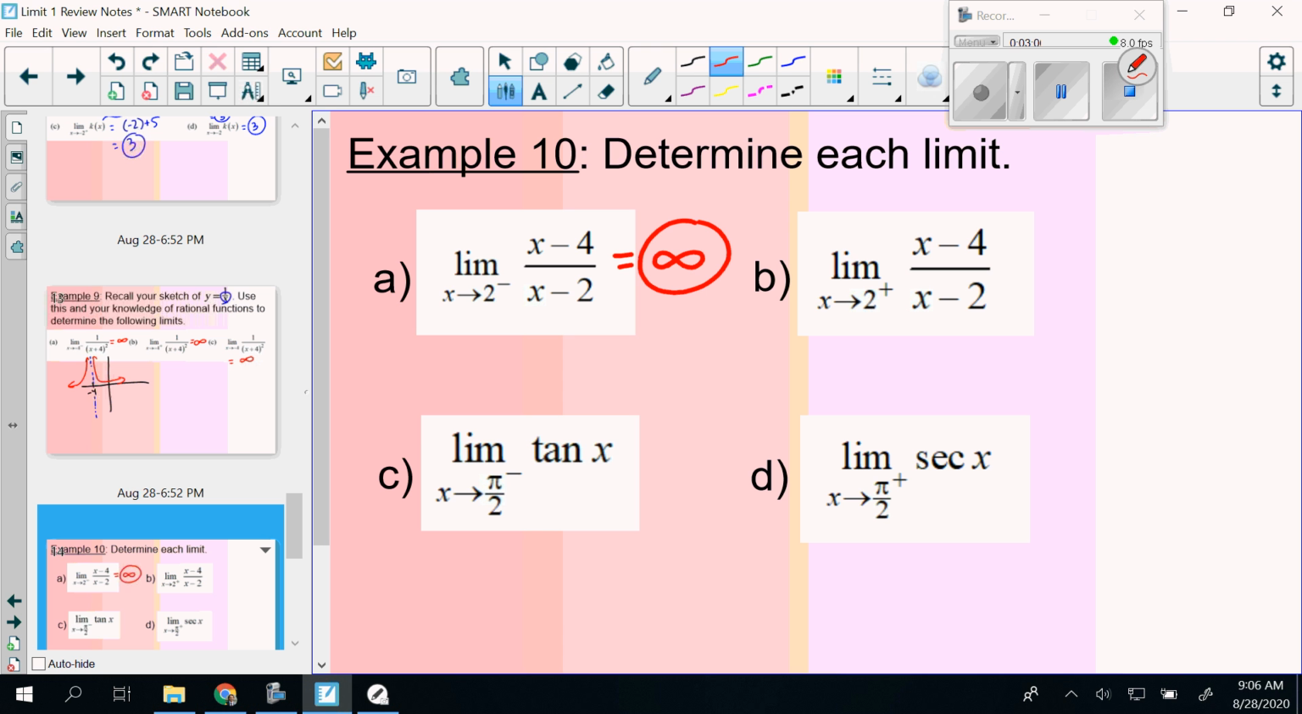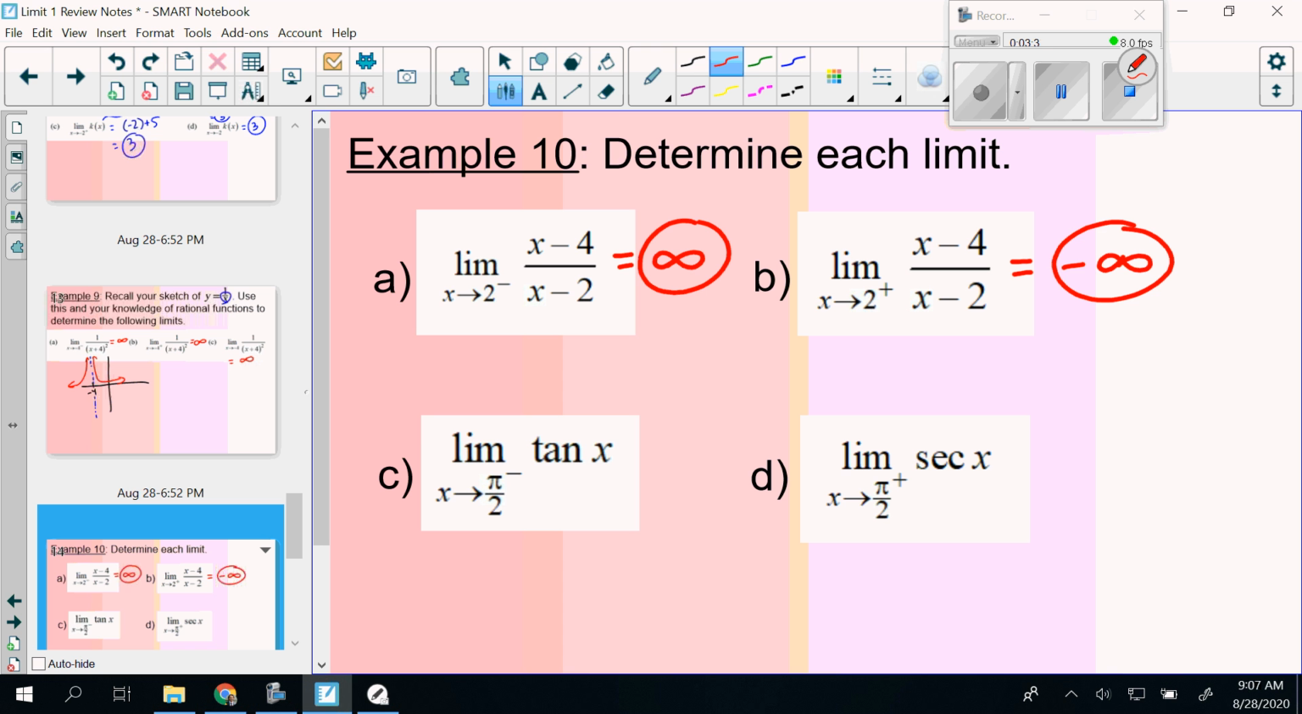What about if we do the same function and approach 2 from the right? Well, again, there's an asymptote at 2. What's happening to the right? Well, let's pick a number to the right, like 3. If we put 3 in here, we're going to get negative 1 over 1. That's a negative number. So you can see that it's approaching numbers that are negative here. So this one's going to approach negative infinity.